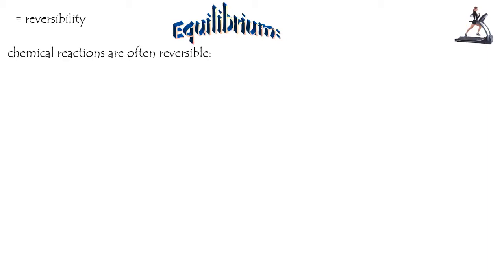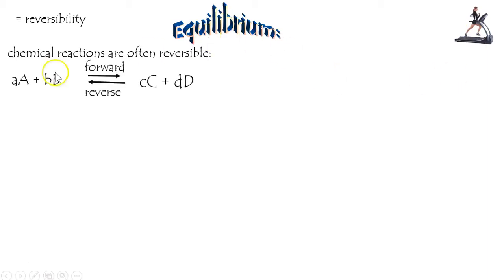Hey, this is Dr. B, and let's take a look at chemical equilibrium. This is really a case of where we're looking at the reversibility of a chemical reaction. And this runner on a treadmill is an apt analogy. Chemical reactions are often reversible.